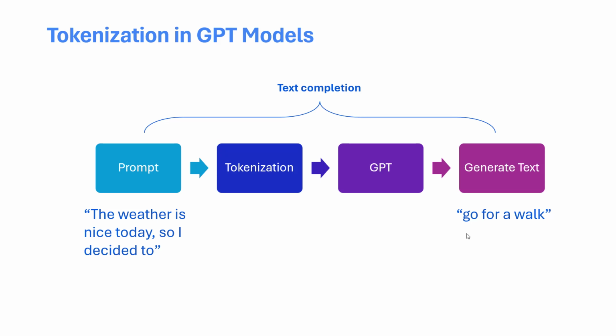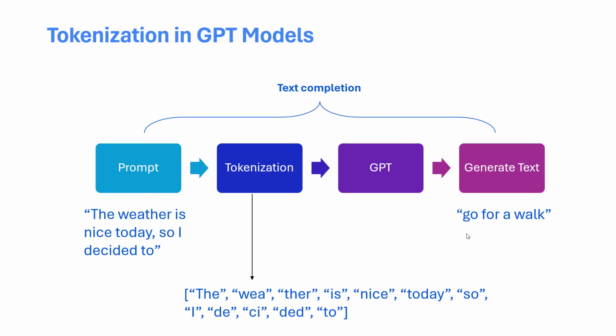For example, consider the prompt "the weather is nice today, so I decided to". The tokenization will break it down into something like this: the, weather, is, nice, today, so, I, decided. You can see that it breaks the text into smaller chunks of words, and this is called tokenization. Every large language model has its own tokenization, and it is the same for GPT.